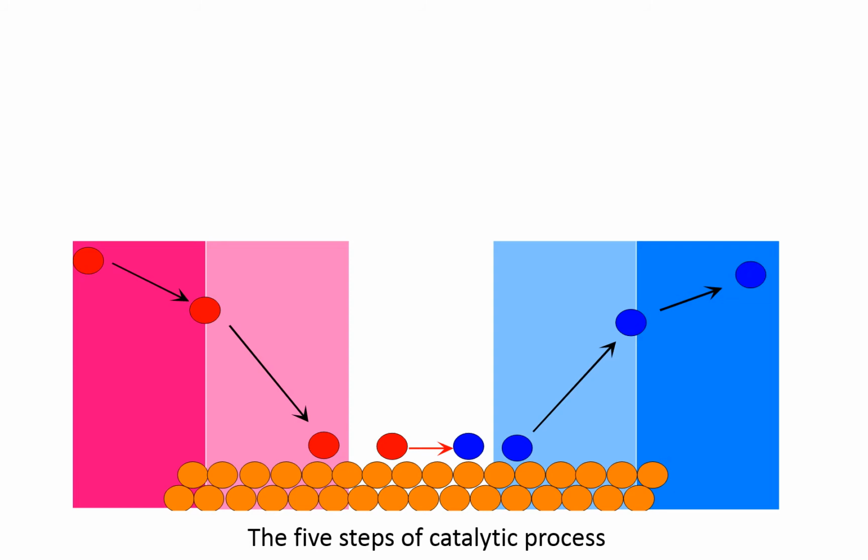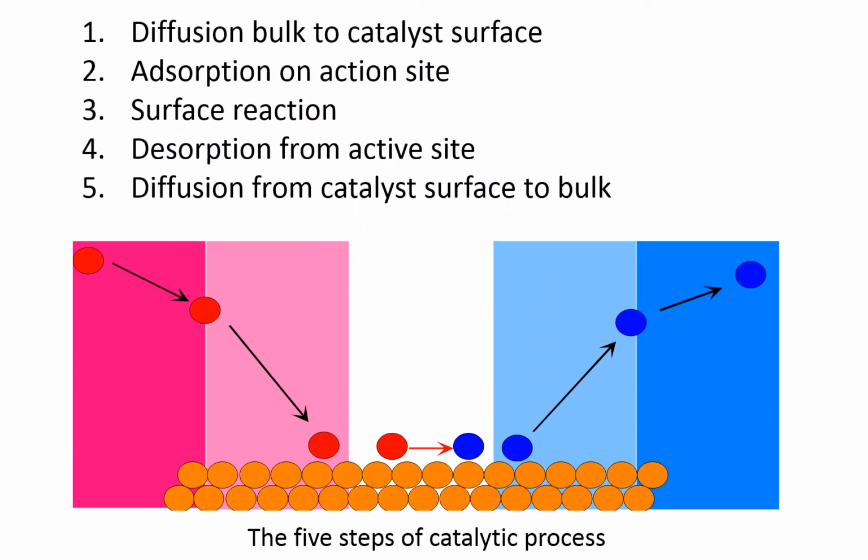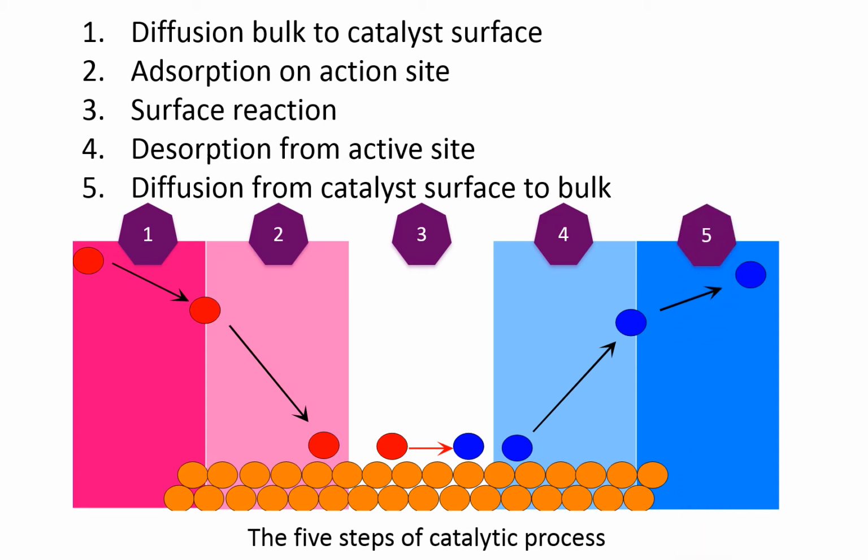This figure illustrates the 5-step process in the catalytic reaction. In step 1, the reacting species diffuse from the bulk fluid to the catalyst surface. In step 2, the reactant gets adsorbed on the active sites on the surface of the catalyst. In step 3, surface reaction takes place. In step 4, reaction products get desorbed from the active site. In step 5, the products diffuse from the catalyst surface to the bulk fluid.